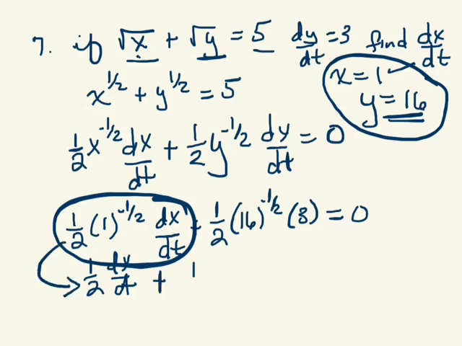And then this is 1/2. Now the square root of 16 is 4, but again, this is the reciprocal of 4, which is 1 over 4. That's what that negative exponent means. I'm going to multiply by 3. That's equal to 0.